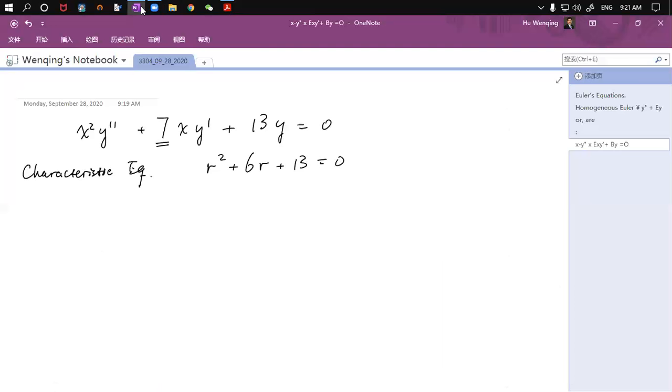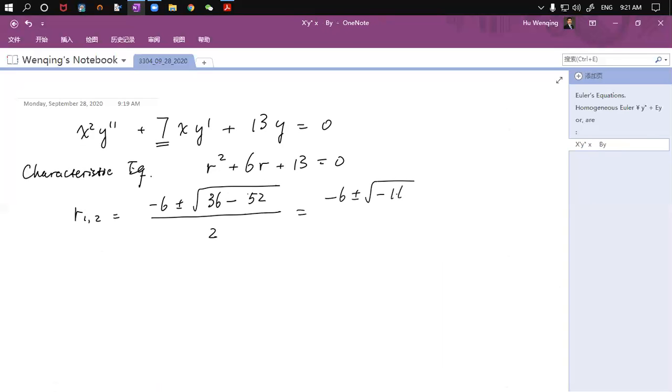So once you have that, you can solve for the roots. r1,2 is minus 6 plus or minus the square root of b squared, so that's 36 minus 4 times 13, which is 52, divided by 2a. That's minus 3 plus or minus, the square root of minus 16 divided by 2, so that's 2i. So that means lambda is equal to minus 3 and mu is equal to 2.